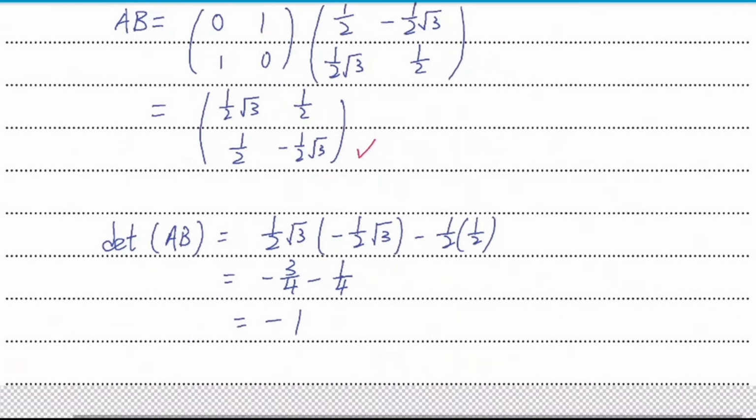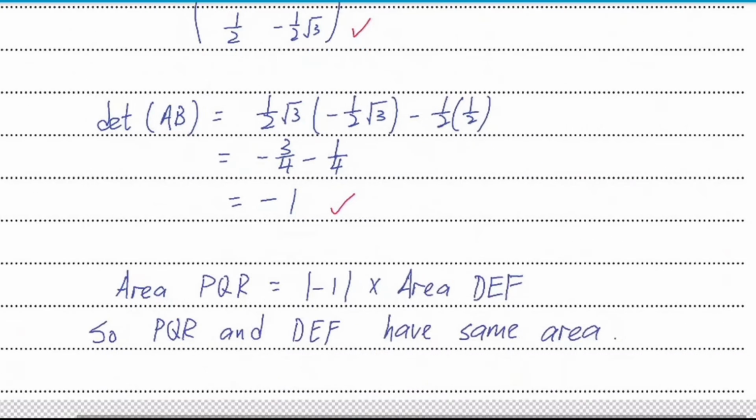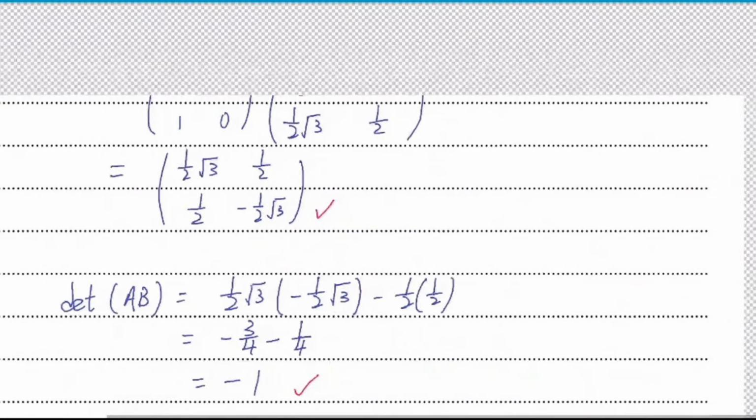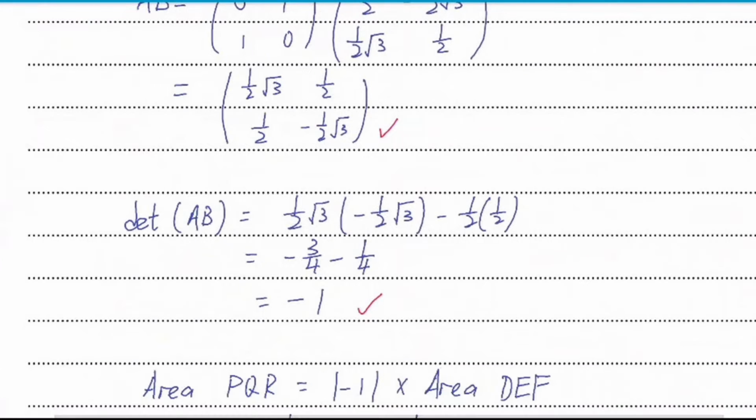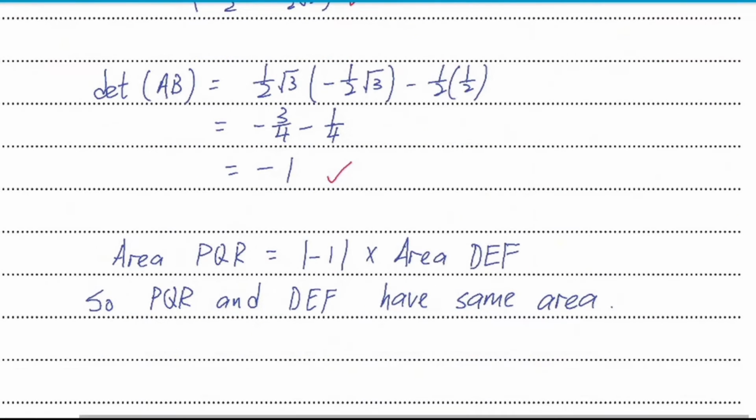And what happened is, we can actually find the determinant of the AB. So here, the determinant is -1. This is how they give the marks here. One mark for getting the AB, another mark for getting the determinant of the AB. And then the last one, you need to explain why they actually have the same area.